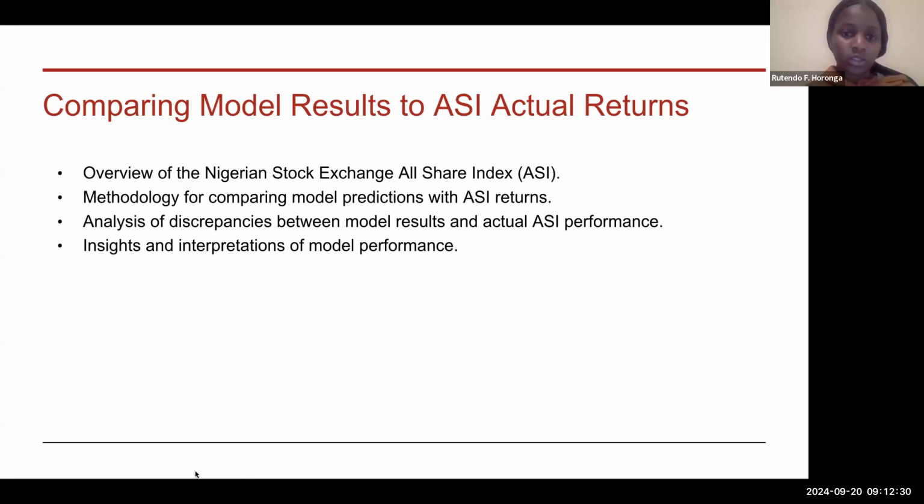Okay, thank you, Ambrose. Like Ambrose said, we have not fully completed the model. Our next steps will be to compare the model results to the ASI actual returns, which is where we were at. At this point, we have questions that we wanted to ask you, Jose, pertaining to the summary statistics that you mentioned, I think, in our last meeting together.